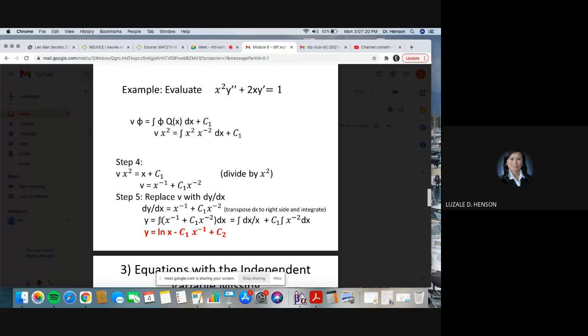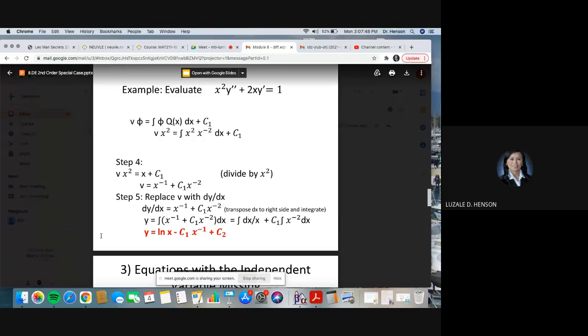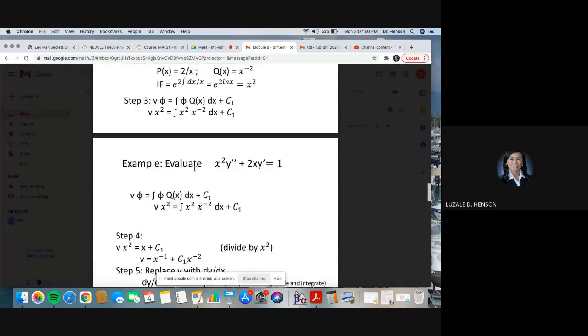So the integral of x to the negative 1 dx, which gives you dx over x, which is actually ln of x. And the integral of c sub 1, you can take that c sub 1 out, it's a constant, x to the negative 2 dx, which is actually equal to negative c sub 1 x to the negative 1, plus, don't forget, c sub 2. So this is now the result of the general solution to the differential equation.